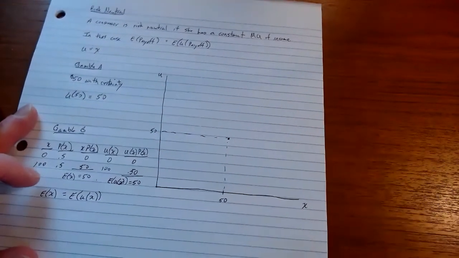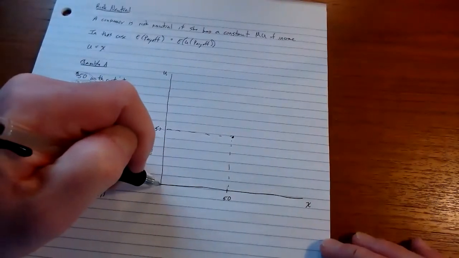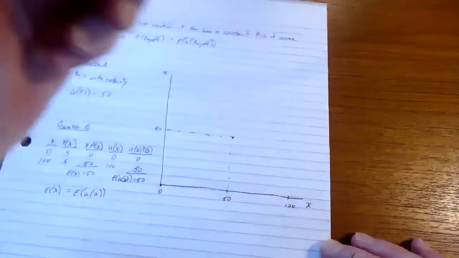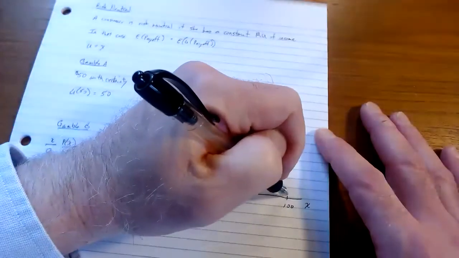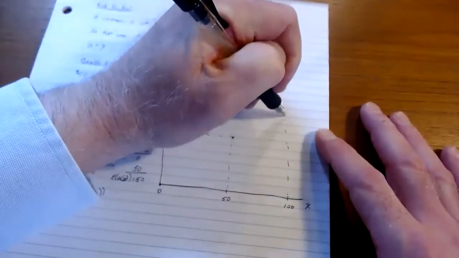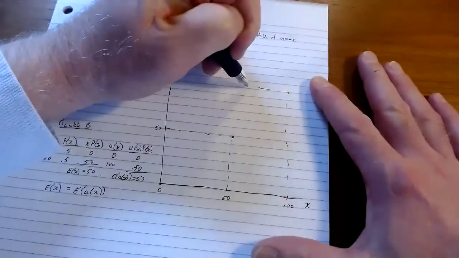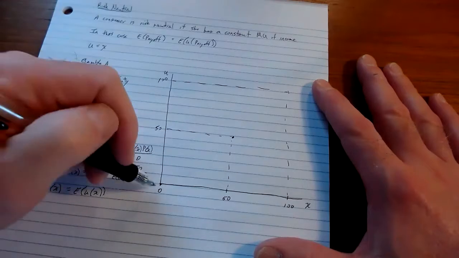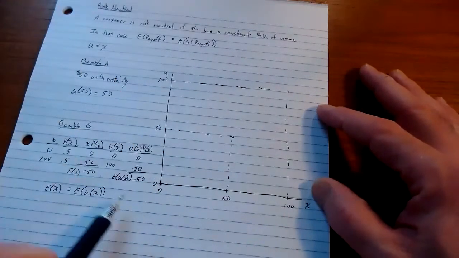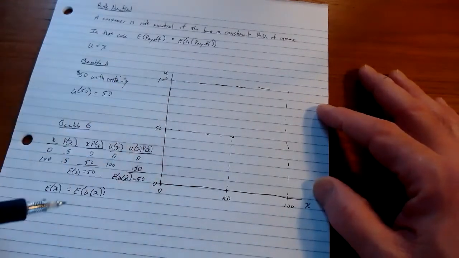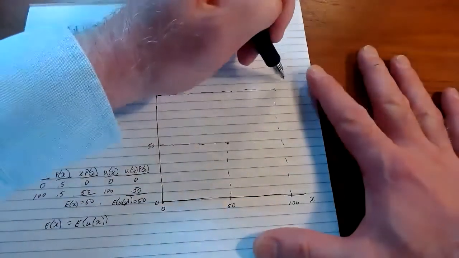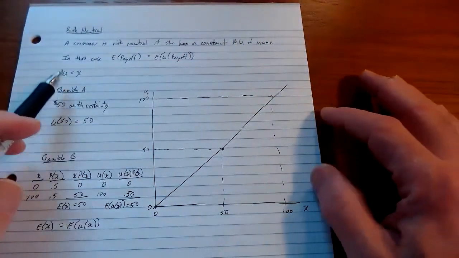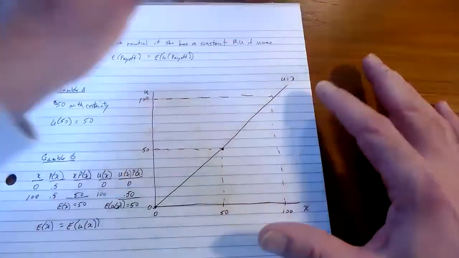In this second case, in gamble B, there are two possibilities. The consumer gets 0 or they get 100. And so if they get 0, then the utility is 0. If they get a payoff of 100, then the utility is 100. The utility function in this case is a straight line. It is linear. Utility is equal to x.